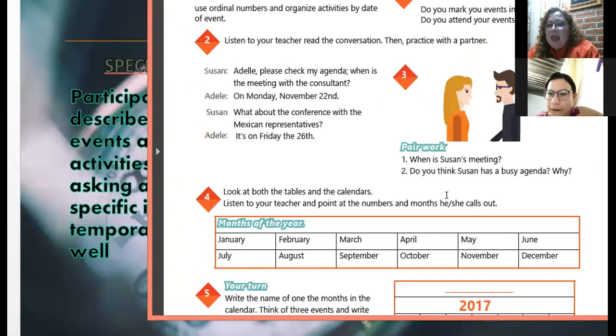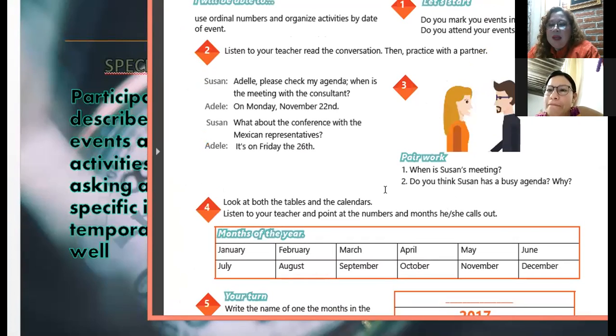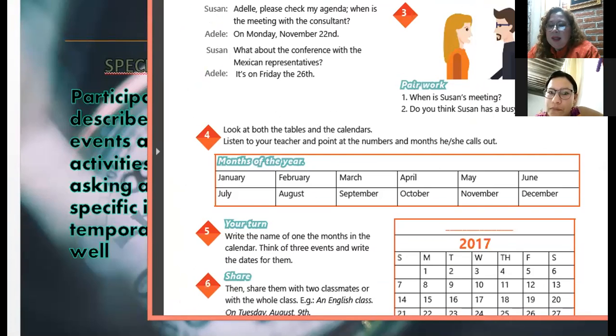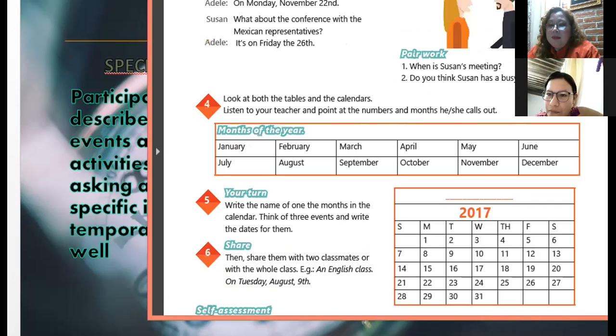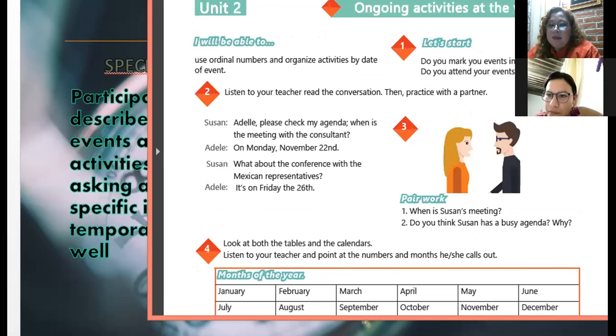You see? Here we have all the explanation, right? About the dates. If you see here, let me see. Okay. It says use ordinal numbers, and organize activities by date of event. This is the main objective. Okay, al aprender las fechas en este tema, lo que estamos procurando es que usted organice la actividad o identifique la actividad, la describa, pero al mismo tiempo diga la fecha en que va a suceder.